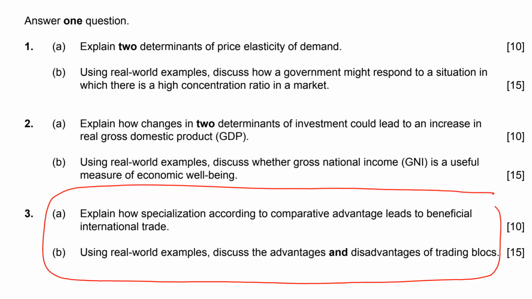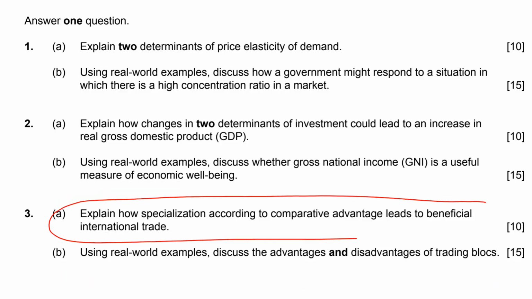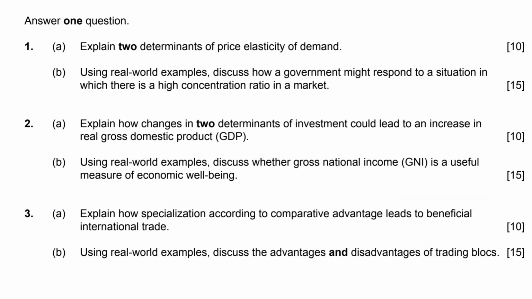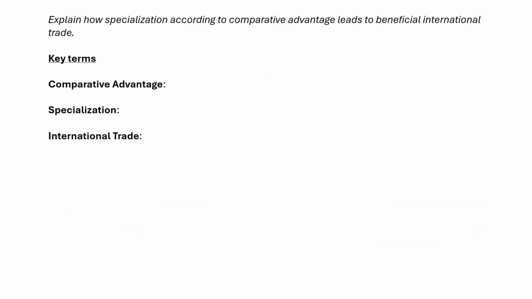So 2 parts. Part A is asking us to explain how specialization according to comparative advantage leads to beneficial international trade. And the second part, Part B, is asking us to use real-world examples to discuss the advantages and disadvantages of trading blocks. Okay, so let's go ahead and tackle this first bit, Part A, which is asking us to explain how specialization according to comparative advantage leads to beneficial international trade.